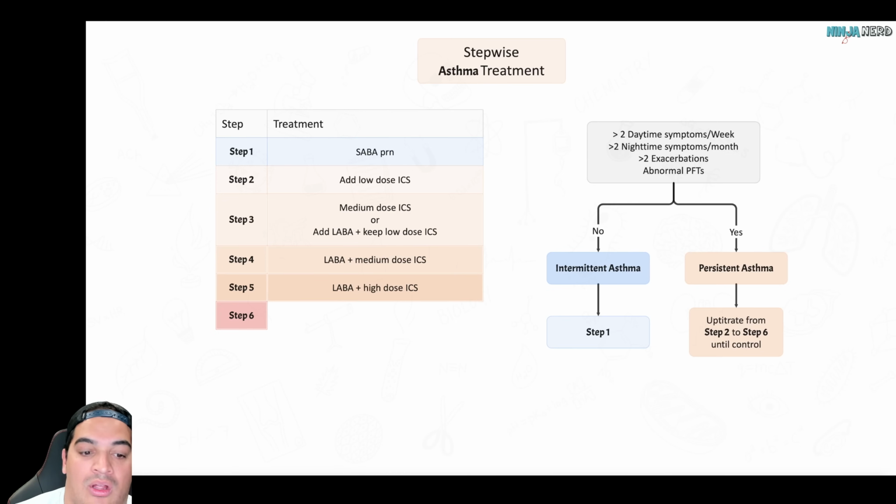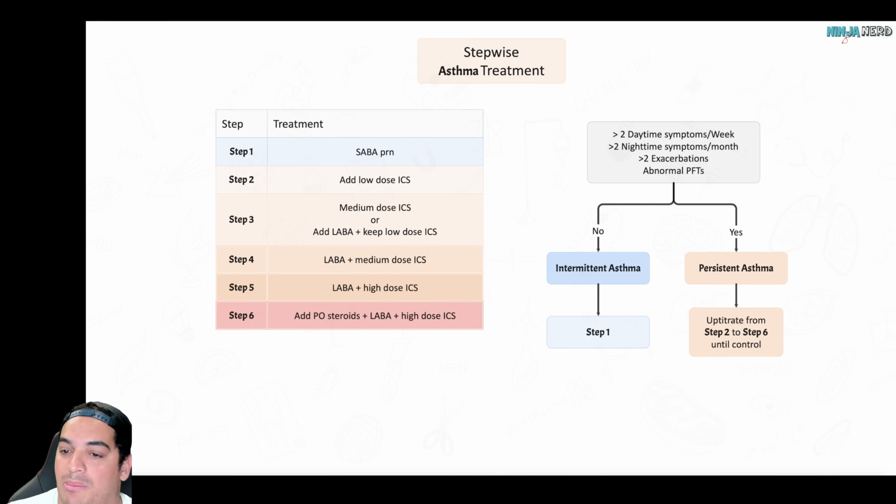Have them come back. Are they still symptomatic? Increase the dose of the inhaled corticosteroid to max. Have them come back. Are they still symptomatic? Add on an oral steroid, but keep them on the LABA and keep them on the high dose inhaled corticosteroid. So that's generally the way that we go about this.